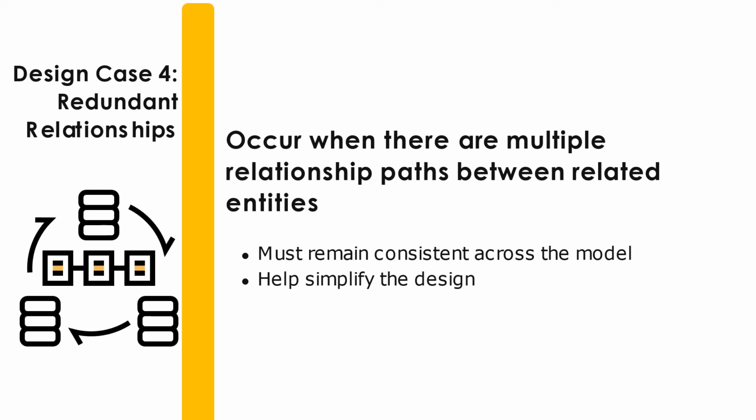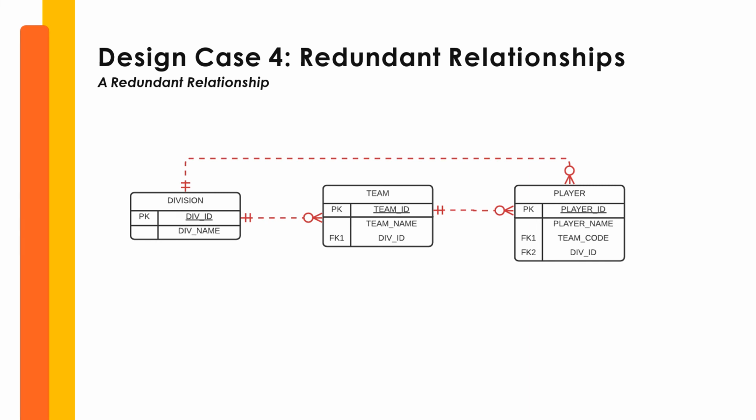Design case number 4, redundant relationships. This one occurs when there are multiple relationship paths between related entities. This must remain consistent across the model, and it helps simplify our design. Here we have an example of a redundant relationship wherein we can see that the division to the player has two paths. So from the division, we have a path directly to the player, which is a one-to-many relationship, and we also have a path going through the team. As you can see, the path from division to player is a redundant relationship, so we can just get rid of that.